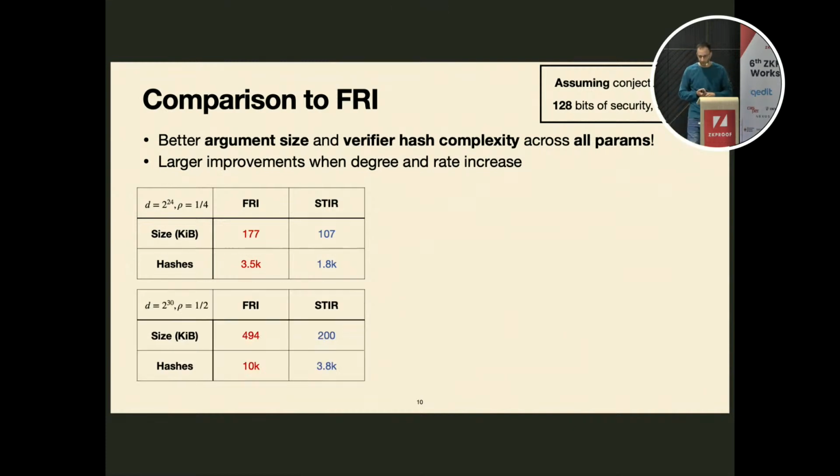Another example where the degree is higher, 2 to the 30. So this is a computation of size 2 to the 30. This is quite a big computation. So here Phi would be almost half a megabyte, 500 kilobytes, and Steer would only be 200 kilobytes. And you can see almost a factor of 3 difference in the number of hashes.